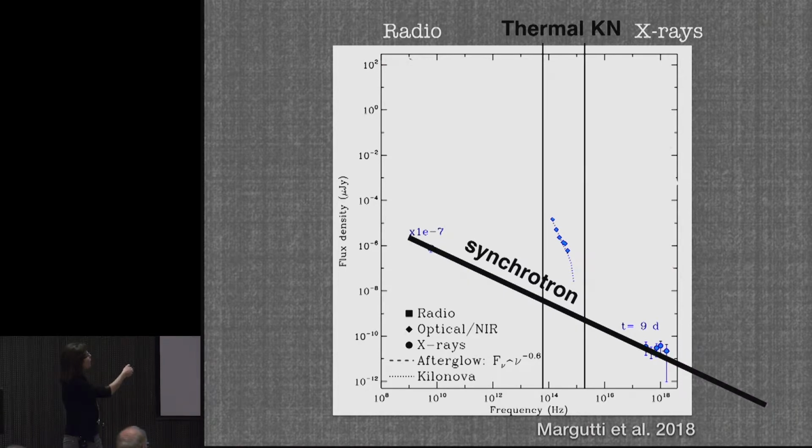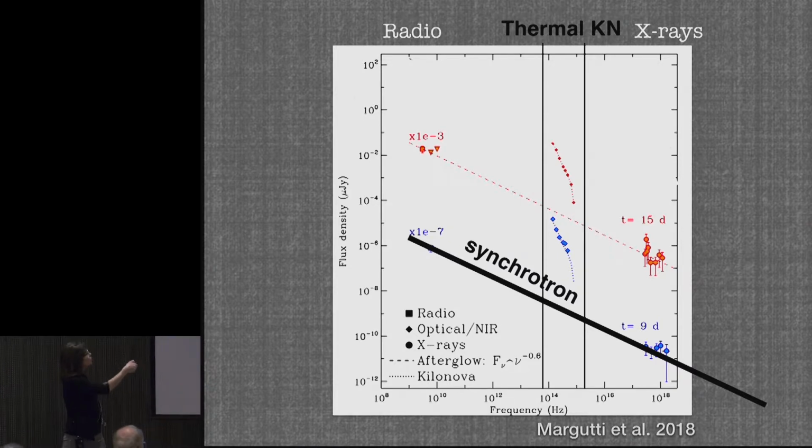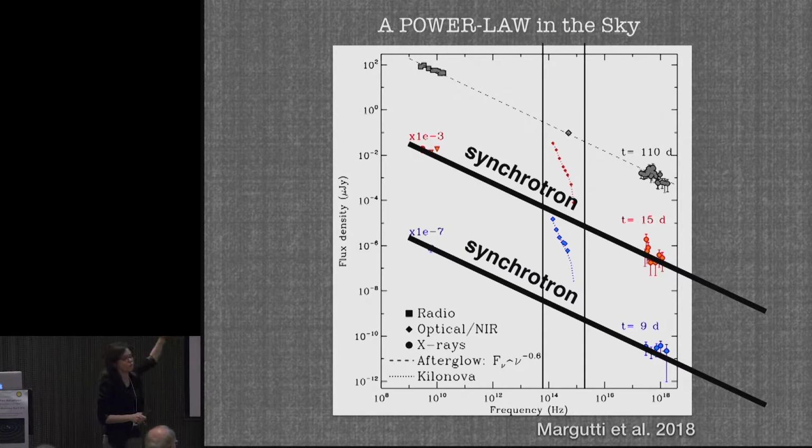So we have at 9 days a non-thermal plus thermal spectrum. We wait a little bit, and if we go to 15 days, what we find is the very same power law, and we have a thermal kilonova still there, but you can see that the thermal now is getting closer to the non-thermal. So the thermal part is fading away. And again, very same power law. So you wait, and then the source went behind the sun.